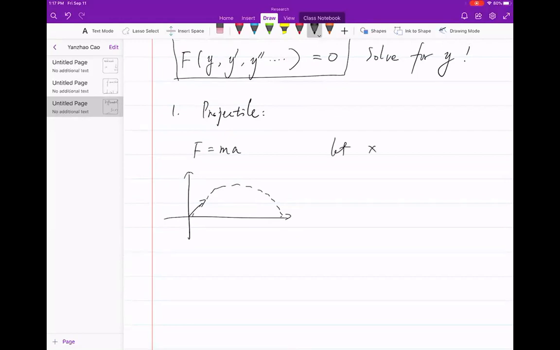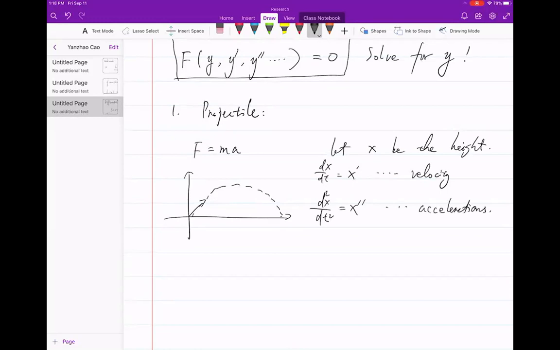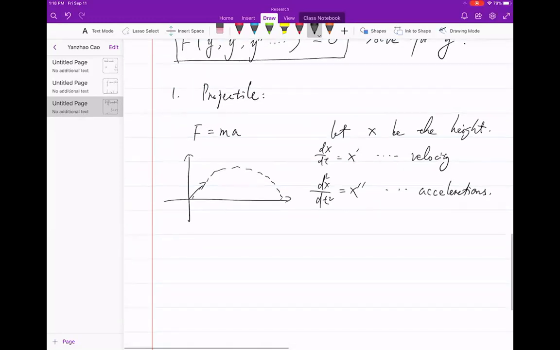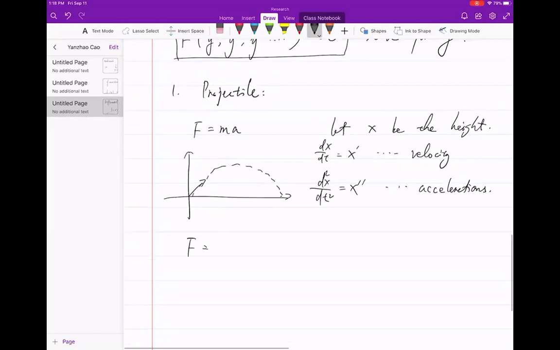Usually this is how we do it. We let x be the height. Then x prime is going to be the velocity. When I say prime, I mean dx over dt. Then dx over dt again, which is x double prime, is going to be the acceleration. And once we have the acceleration, we can do F equals ma.